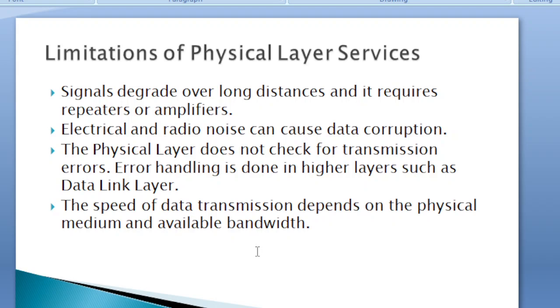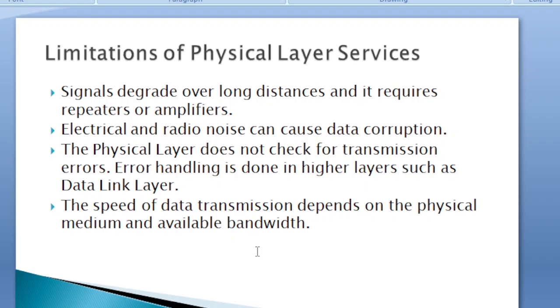And the physical layer does not check for transmission errors. This is one of the disadvantages of the physical layer: it does not check for transmission errors. Error handling is done in higher layers such as the data link layer. The physical layer, as we said, is the bottom level in the OSI model, so it does not check transmission errors. The layers above it in the OSI model do this error handling function.